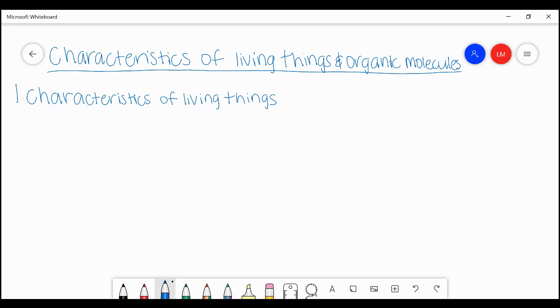It turns out there are 8 things that all living things have in common. Something has to have all 8 characteristics to be considered living. If it fails to meet any one or more of the criteria, it is a non-living thing. The first thing that all living things have in common is that they have a need for materials and energy.